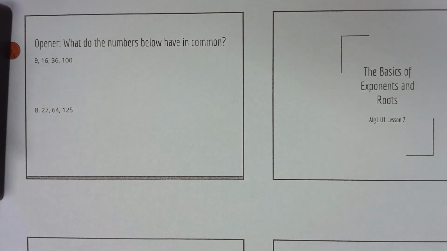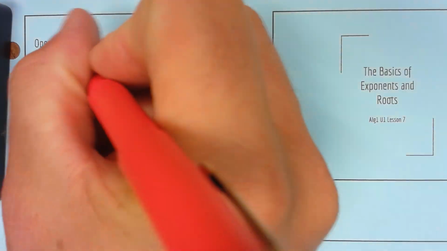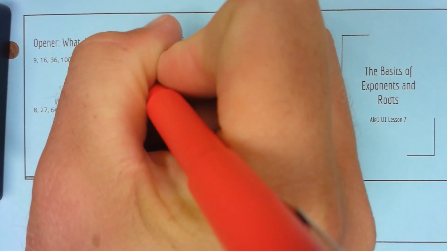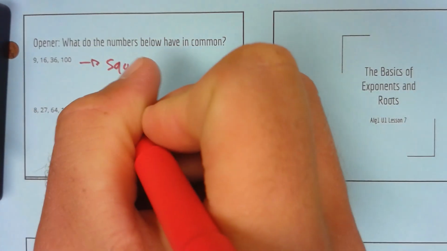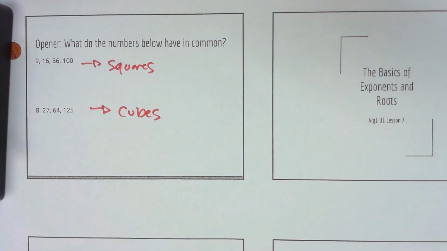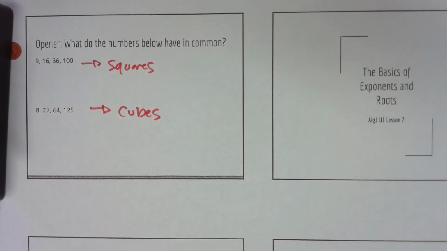Any group having ideas what these numbers might have in common? Yeah, Alana, go ahead. Oh, up top, all these numbers are squares, and all these numbers down here are cubes. That is exactly what we were looking for there. Now, if you have not heard of these numbers before, squared numbers, cube numbers, that's exactly what we're working with today.